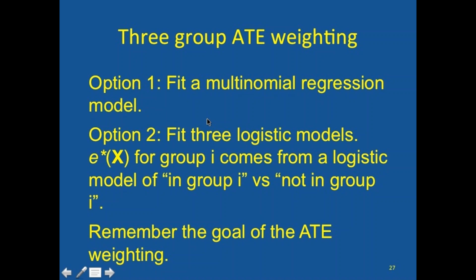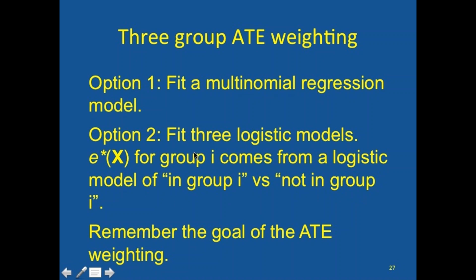Those are all fair concerns, and because of that, I wanted to mention option 2, which is to simply fit 3 logistic models. Imagine fitting, for any group I, a logistic model for in group I versus not in group I on the whole cohort. Now that's going to give you a bunch of probabilities for all the people we lump together as not in group I, but we don't care about that, right? We're not going to use those.